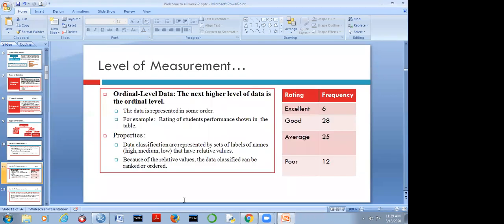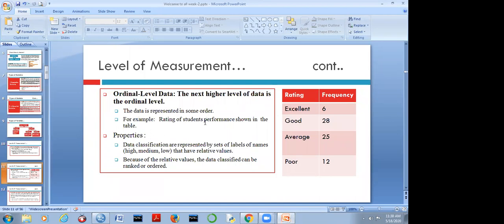Nominal is done. Now the second data level is ordinal form. Order. It must have an order. Then it represents the order form. Ordinal level data is the next highest level; nominal is a little lower level. After that, the higher form of data level is ordinal data. The next higher level of data is ordinal data. And how does ordinal data represent? The data represents some order.